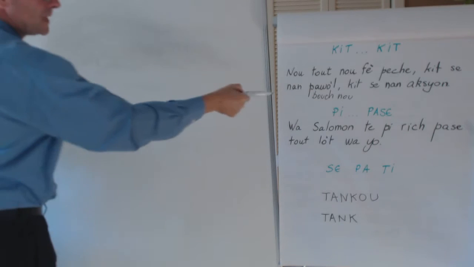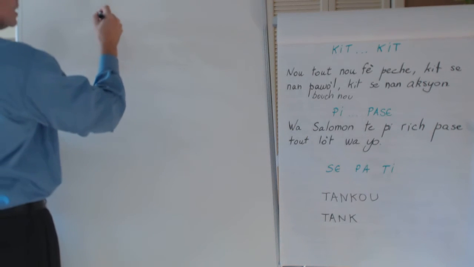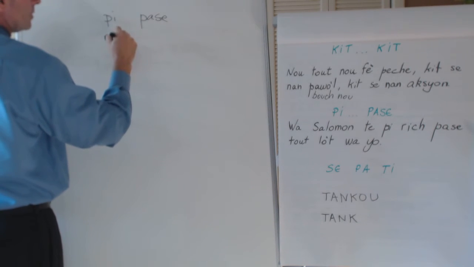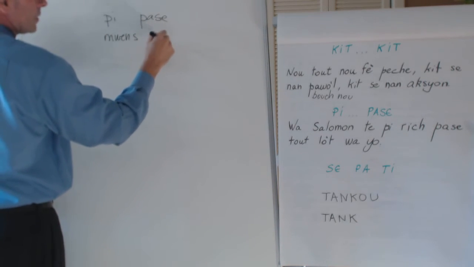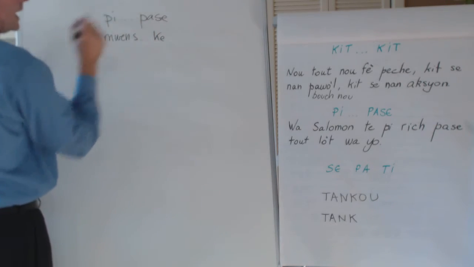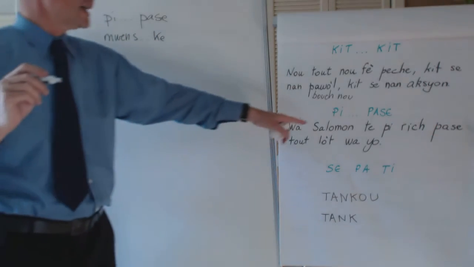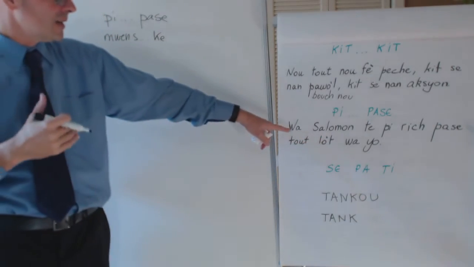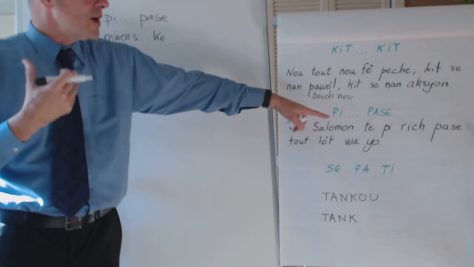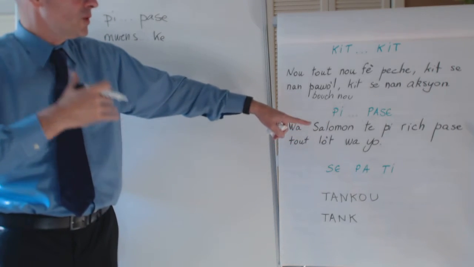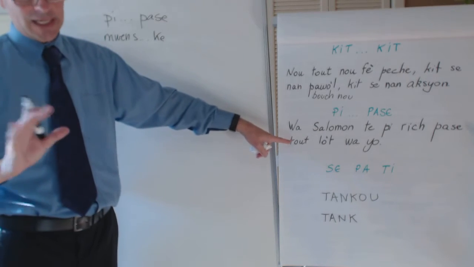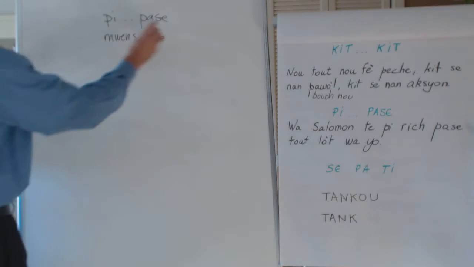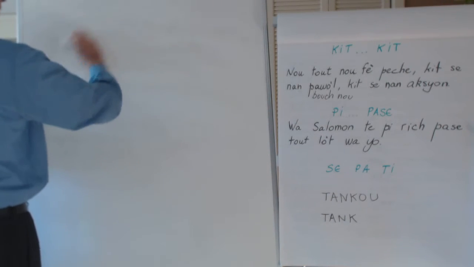Now, pi passé, we saw that. We saw pi passé et moins que. Right? More than, less than. Roi Salomon, tes pieds riches passaient tout l'autre royaume. That means King Solomon was richer than any other kings. Okay, a beautiful expression.